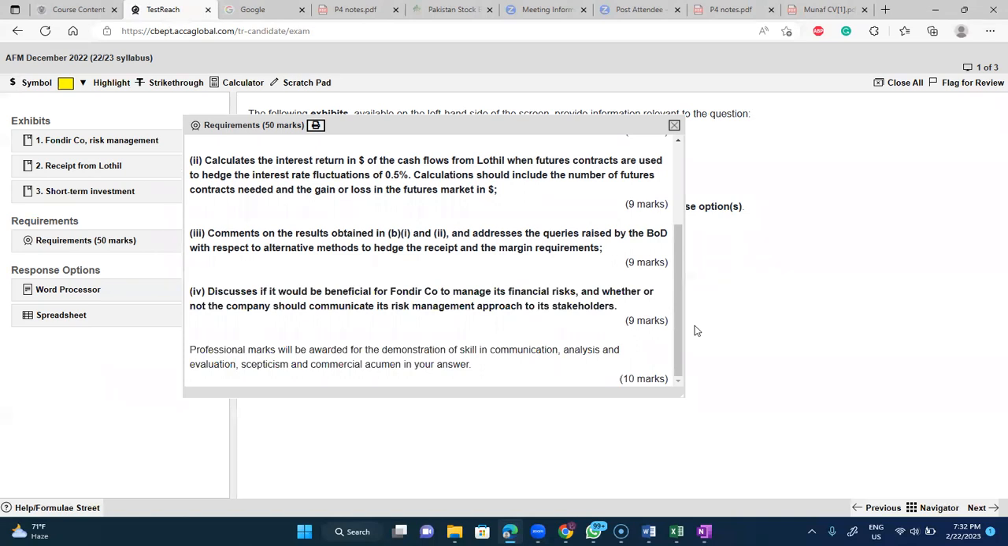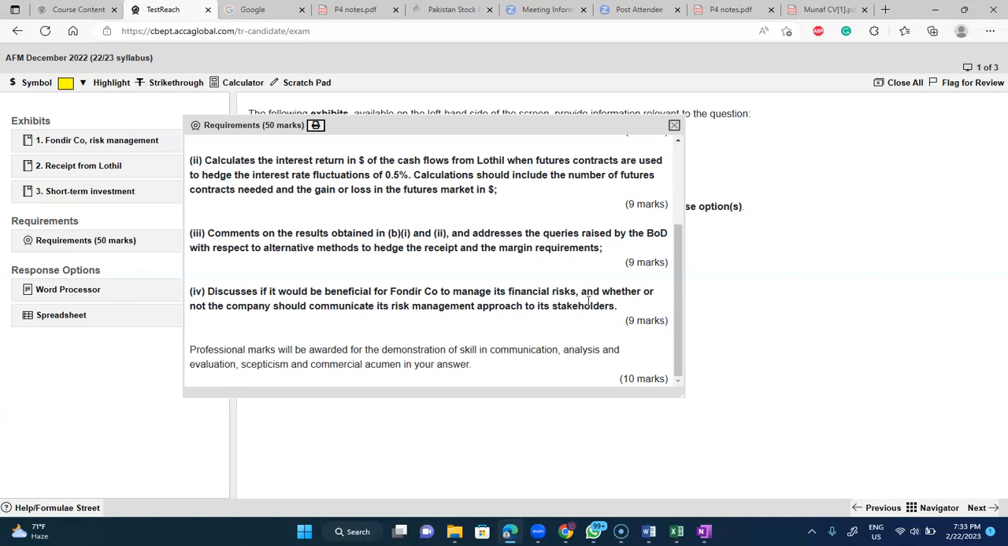In the last part, discuss if it would be beneficial for the Fondir company to manage its financial risk and whether or not the company should communicate its risk management approach to the shareholder. Okay, professional marks will be awarded for the demonstration of skill in communication, analysis, evaluation, skepticism, and commercial acumen. Let me tell you the last requirement again. Discuss if it would be beneficial for the Fondir company to manage its financial risk and whether or not the company should communicate its risk management approach to stakeholders.